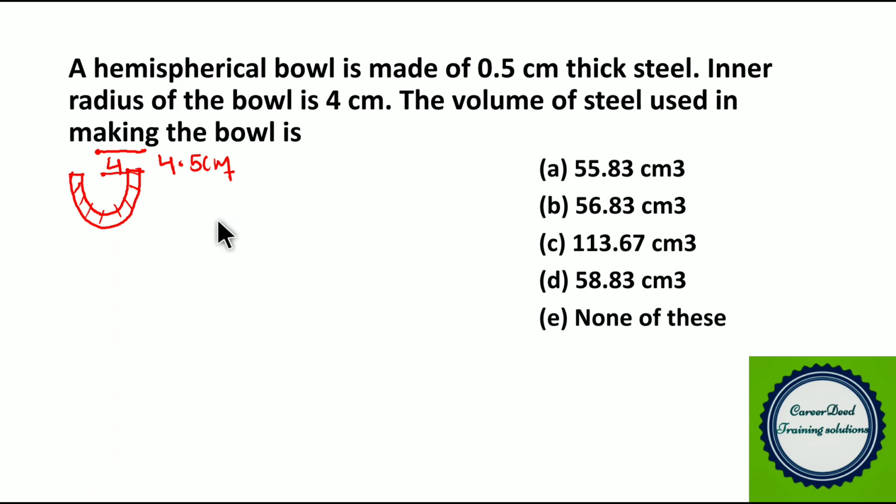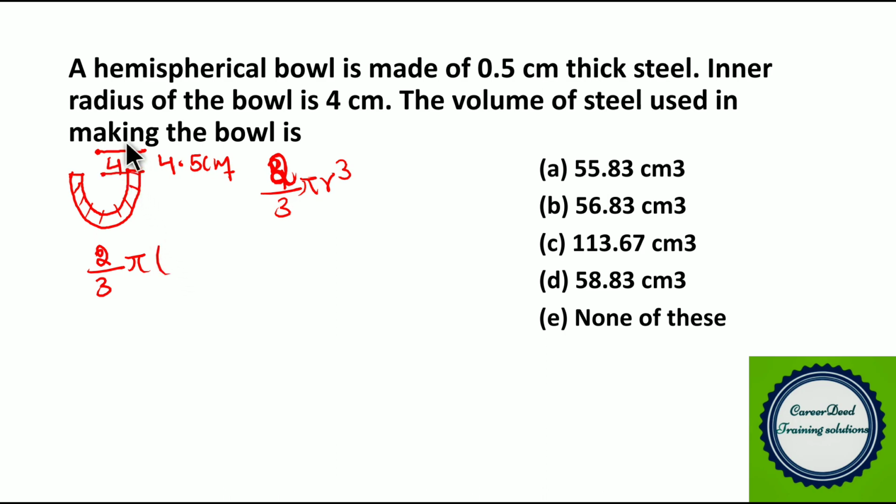Now the actual volume of the hemisphere is 4 by 3 pi r cube. Right, so I mean it's actually 2 by 3 pi r cube. So 4 by 3 pi r cube is the volume of the full sphere. So volume of the hemisphere is 2 by 3 pi r cube. Okay. Now 2 by 3 pi.